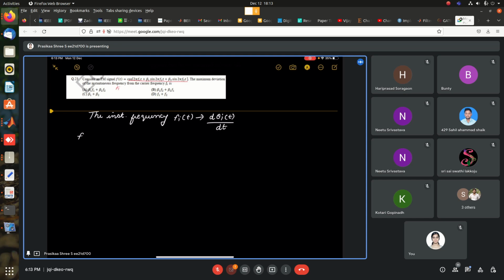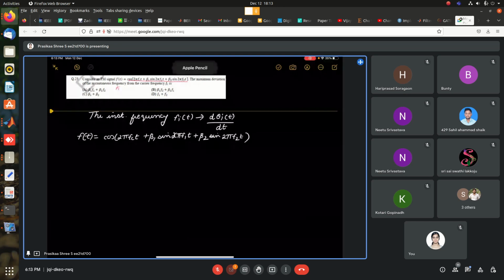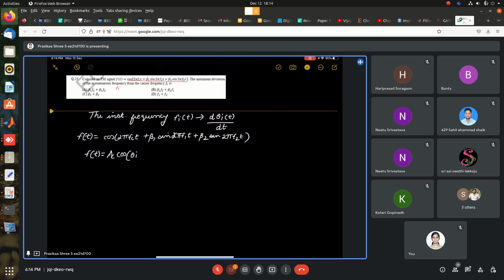Okay, so we are given an FM signal cos of 2 pi fct plus beta 1 sine 2 pi f1t plus beta 2 sine 2 pi f2t. Here the carrier frequency is fc. Usually the FM signal will be of the form Ac cos theta i of t. So here, if you compare theta i of t with the f of t expression, you have theta i of t to be 2 pi fct plus beta 1 sine 2 pi f1t plus beta 2 sine 2 pi f2t.